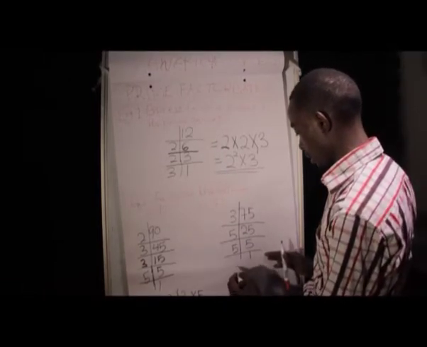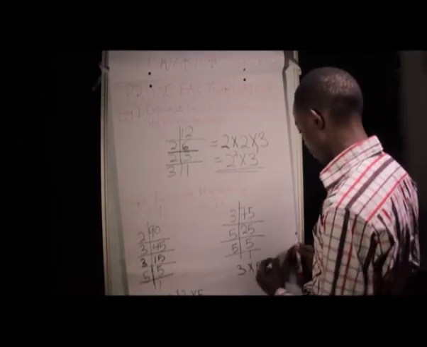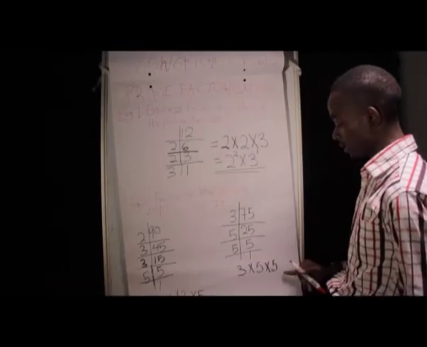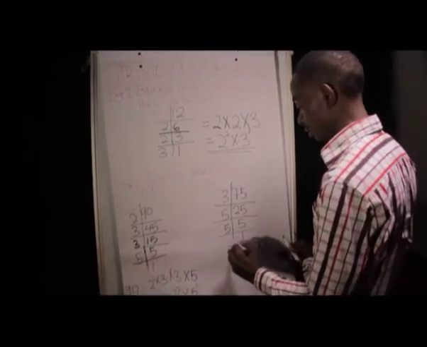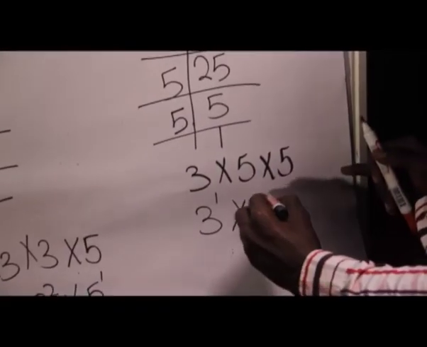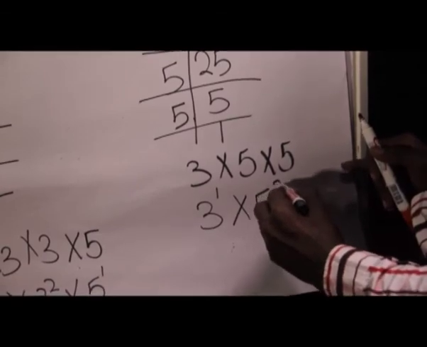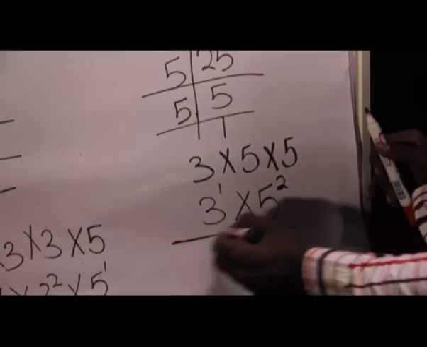So in this case, I'm going to have 3 times 5 times 5. But the 5 is there 2 times, so what I do is, I can write it as, the 3 is there 1 time, so I can raise it to power 1. Then the 5 which is there 2 times, I can write it as 5 and raise it to the power 2. So that is my final answer.